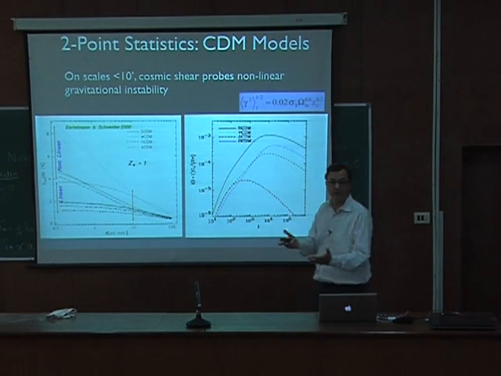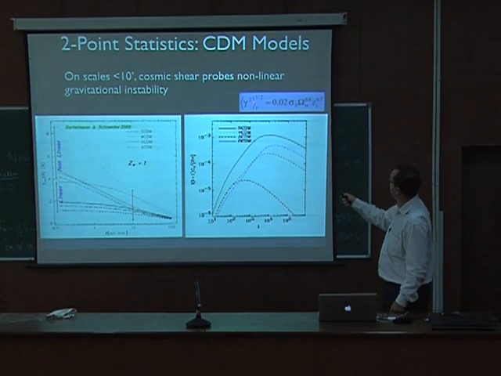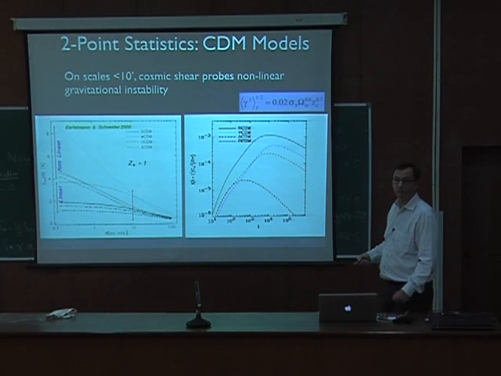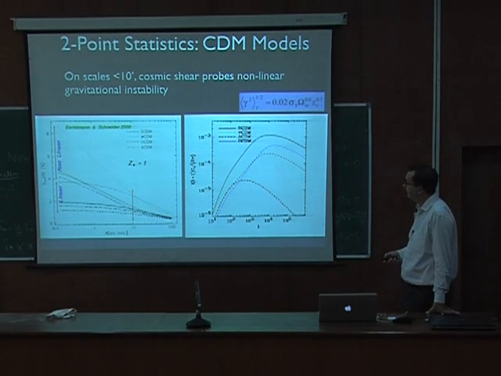So the typical shear, as I was telling you before, if you take the variance squared to the square root, on a few arc minutes is about a few percent. Okay, that's what I was telling you before, so it's a very weak signal.